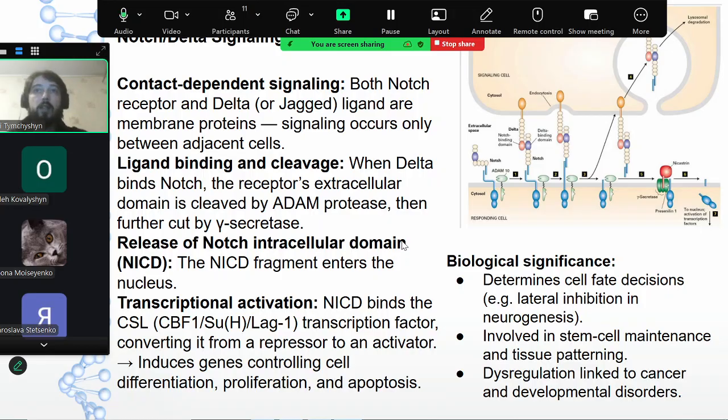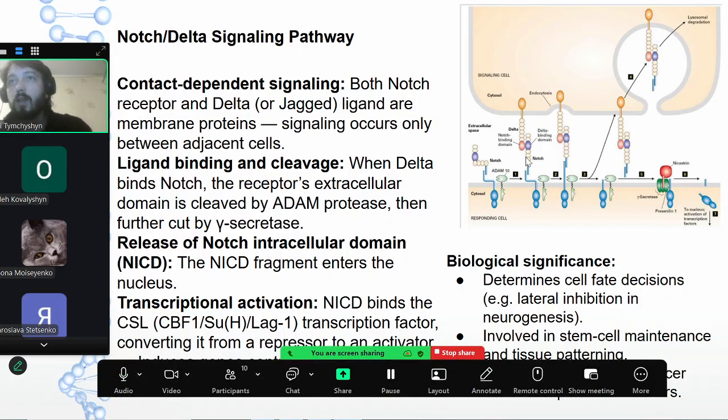So ligand binding and cleavage: when Delta binds Notch, the receptor's extracellular domain is cleaved by ADAM protease, then further cut by gamma secretase, and then the NICD fragment enters the nucleus, and NICD binds the CSL transcription factor, converting it from a repressor to an activator, and that induces certain genes controlling cell proliferation, differentiation, or even apoptosis. So here you see how that all looks like. So all that binding, nicking, and so on and so forth.